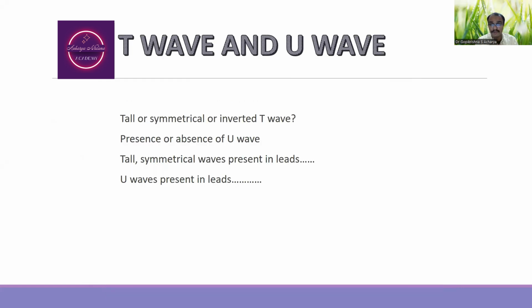Next, about the T wave and U wave. Whether it is a tall T wave, flat T wave, symmetrical wave or inverted T wave, that has to be noted. Tall and symmetrical waves present in which leads, that has to be noted: 1, 2, 3, AVR, AVL and AVF, etc. And U wave present in which leads.